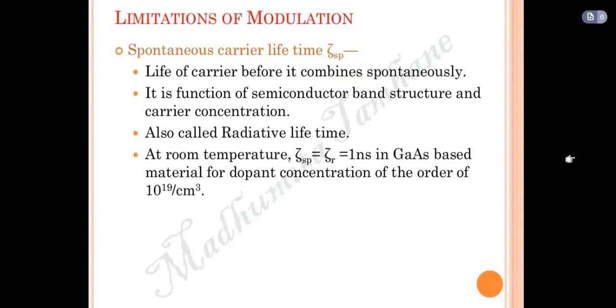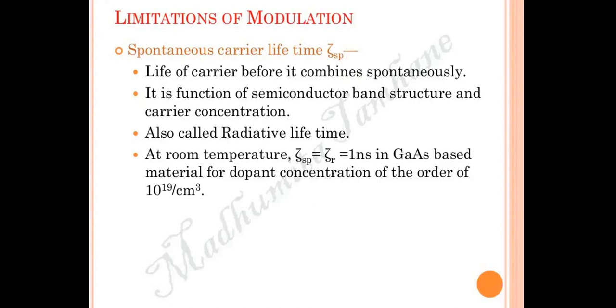And then next is the room temperature. Tau of the spontaneous carrier should be equal to tau of the radiative lifetime, that is equal to 1 nanosecond for gallium arsenide, based on the material, for a dopant concentration of the order of 10 power 19. Clear? This we also covered in the previous session. So here we move on to the next part.